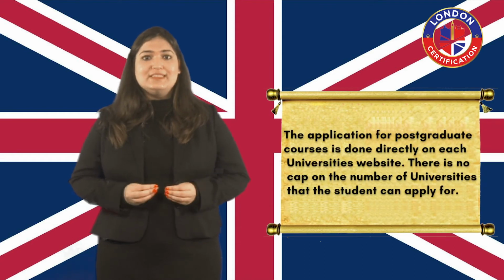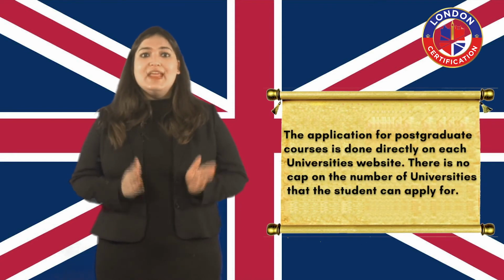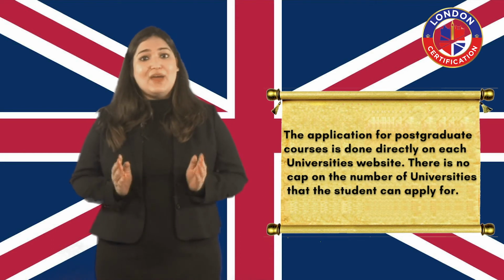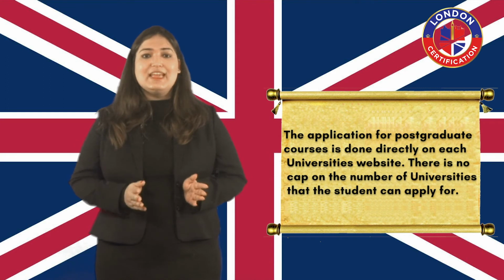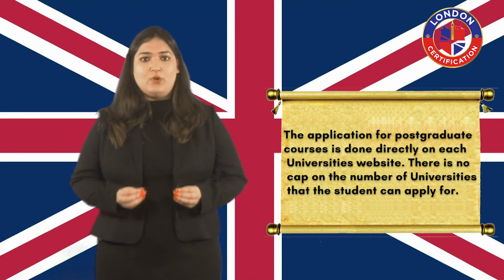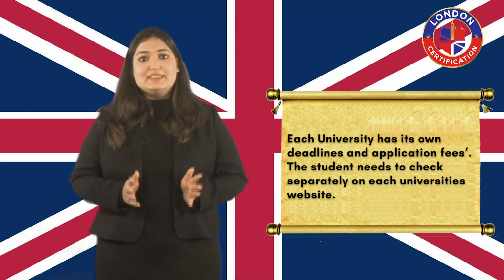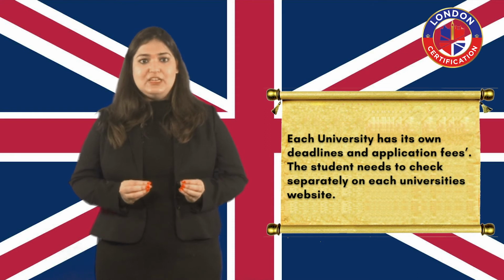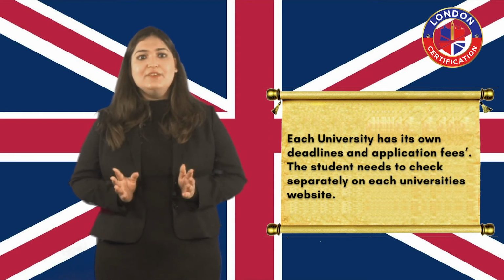Now we move to the application process for the postgraduate degrees. The application process for postgraduate courses is done directly on individual universities' websites. There is no cap on the number of universities that the student can apply for, so they can apply for as many universities as they want. Each university, however, has its own deadline and a separate application fee. The student needs to check separately each university's website for these details.